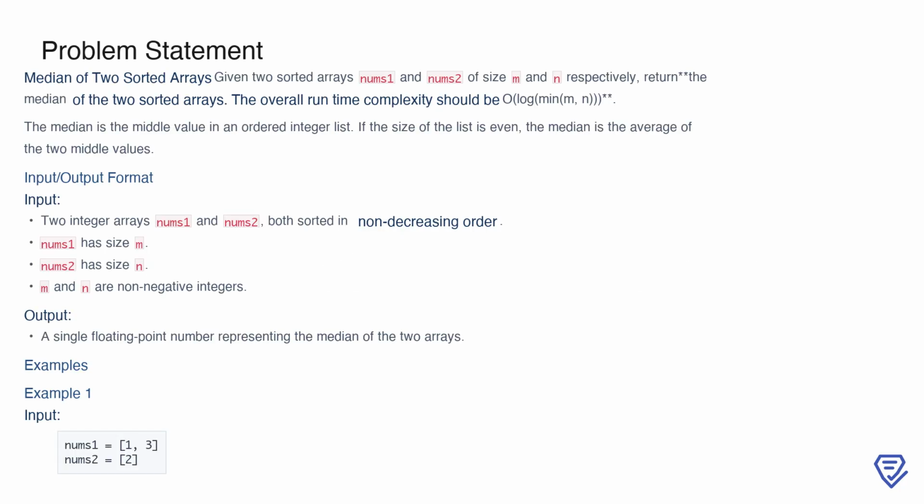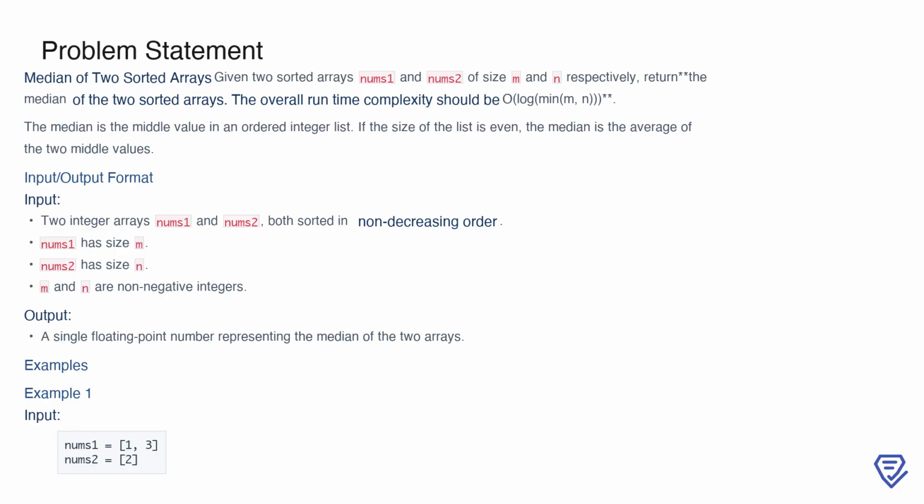The problem we are solving is to find the median of two sorted arrays. You will be given two integer arrays, nums1 and nums2, which are already sorted in non-decreasing order. The size of these arrays is m and n, respectively, and both sizes are non-negative integers. Your task is to return the median of the combined values from these two arrays. The median is defined as the middle value when the numbers are ordered. If the total number of elements is even, the median is the average of the two middle values. Importantly, we need to achieve this with a time complexity of O(log(min(m, n))).